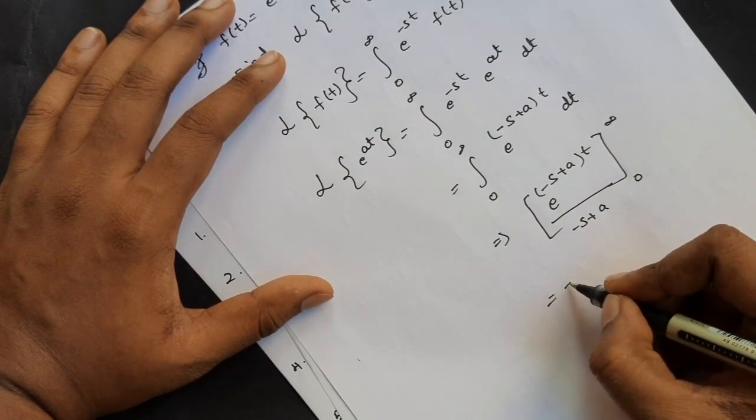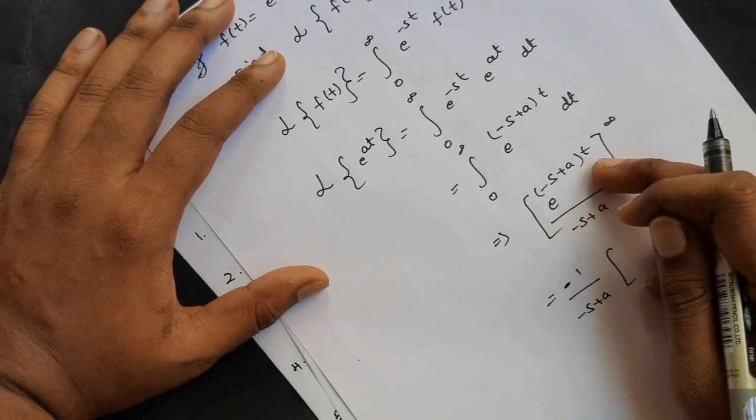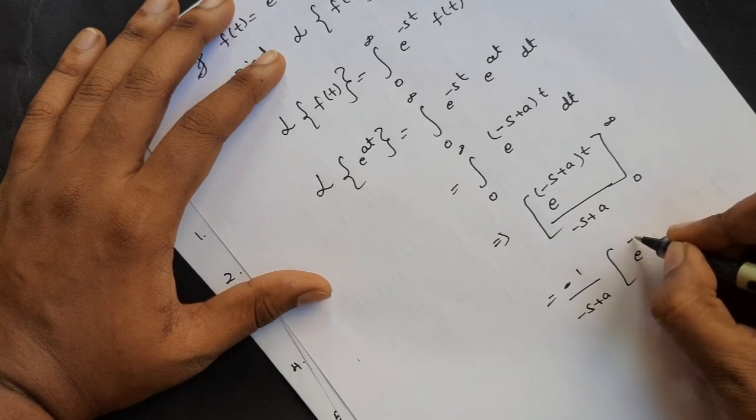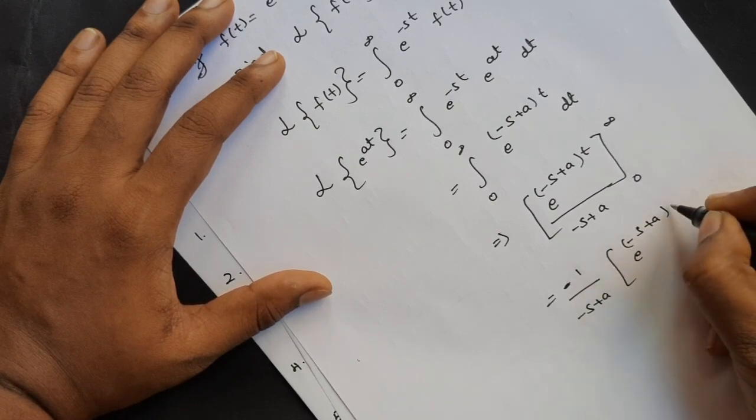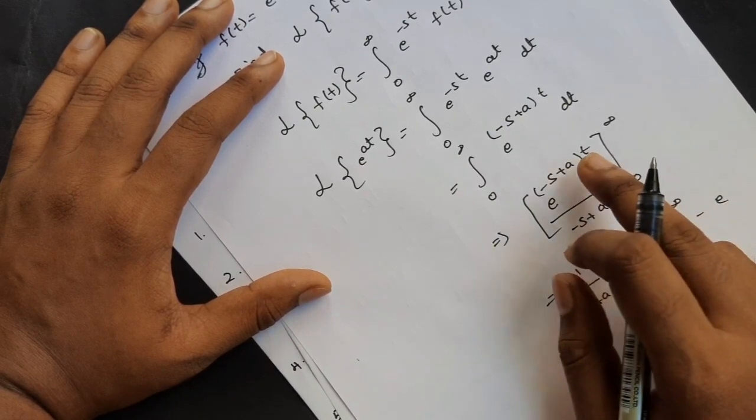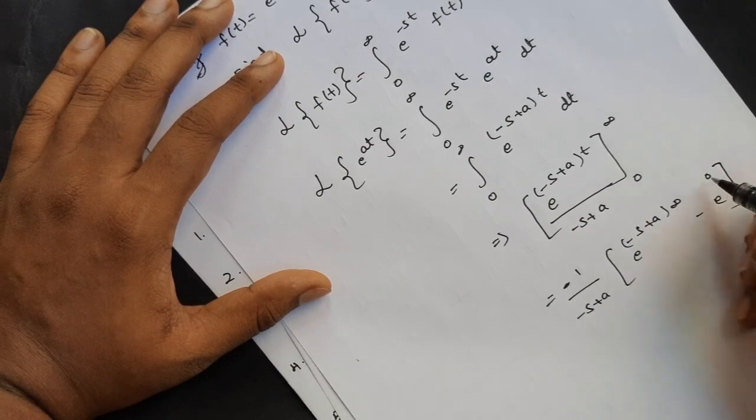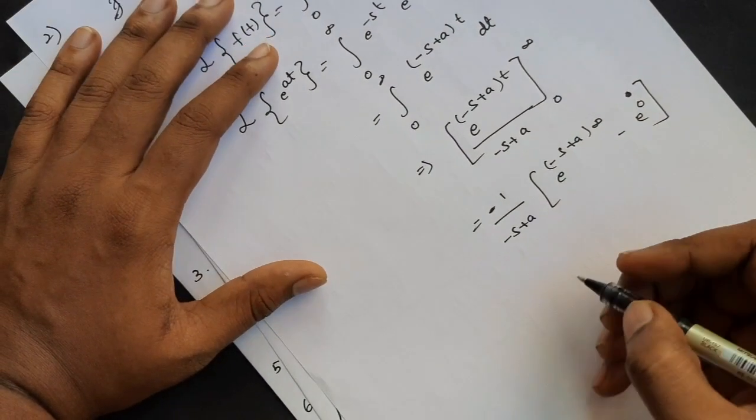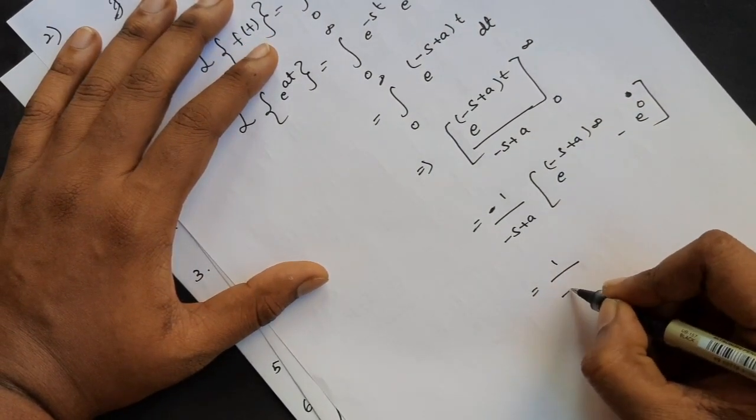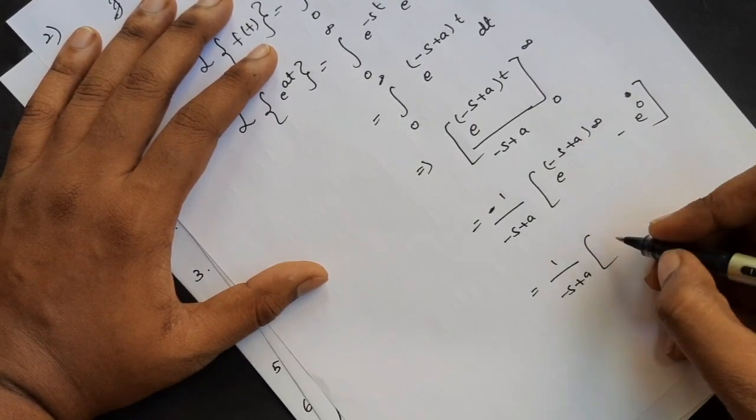So 1 by minus s plus a. First I have to substitute in the place of t the upper limit, so e power minus s plus a into infinity, minus, in the place of t I have to substitute the lower limit. T into 0, it's 0 into anything, 0, right? So it's e power 0. So 1 by minus s plus a, so it is again e power infinity, right?